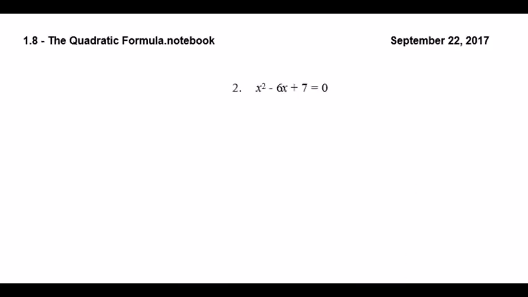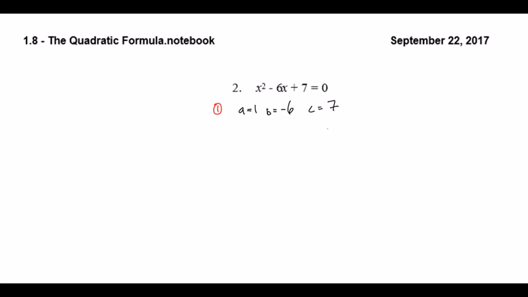The next problem, we're going to follow the same method as before, except this time I'm going to ask you to try a different way. The first way we always started off with was identifying A, B, and C. So let's do that. A is 1 because there's nothing on our x. B is equal to negative 6. And C is equal to positive 7.